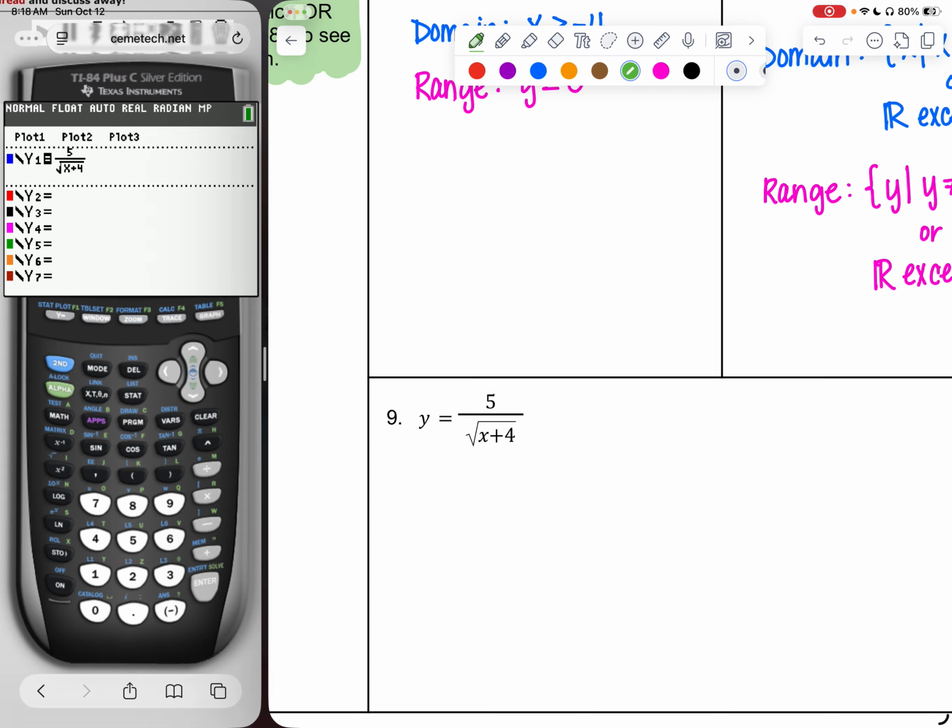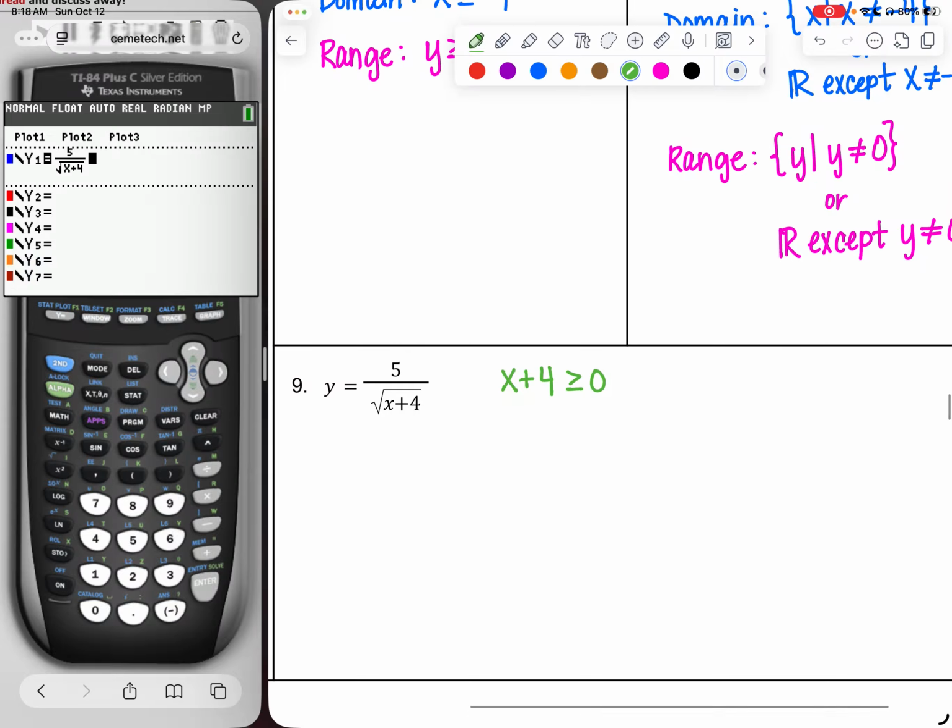So I know that x plus 4 cannot be negative. So I know it has to be greater than or equal to 0. And I also know that the square root of x plus 4 as a whole cannot be equal to 0. So let's look at the first inequality. If I solve, that means x has to be greater than or equal to negative 4.